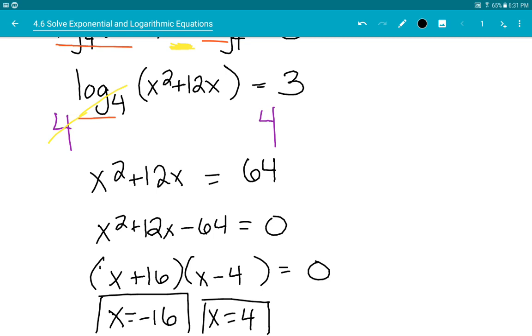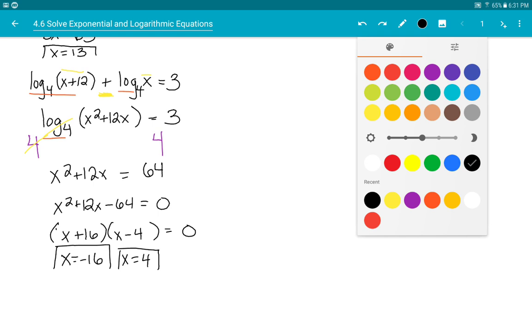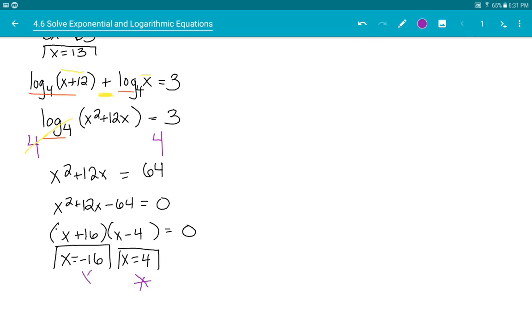Now what must we ensure since we're working with a logarithmic equation? We have to make sure that these two answers, when substituted here, cannot provide a negative result. So if we start with negative 16, what's negative 16 plus 12? That's negative 4. So negative 16 is actually what we call the extraneous solution.